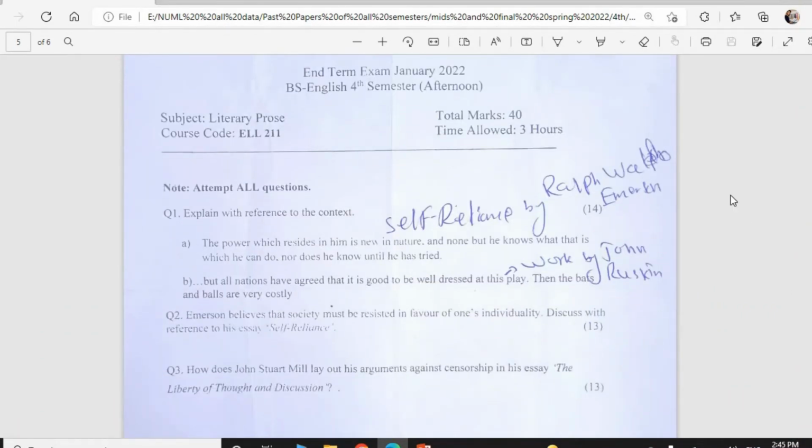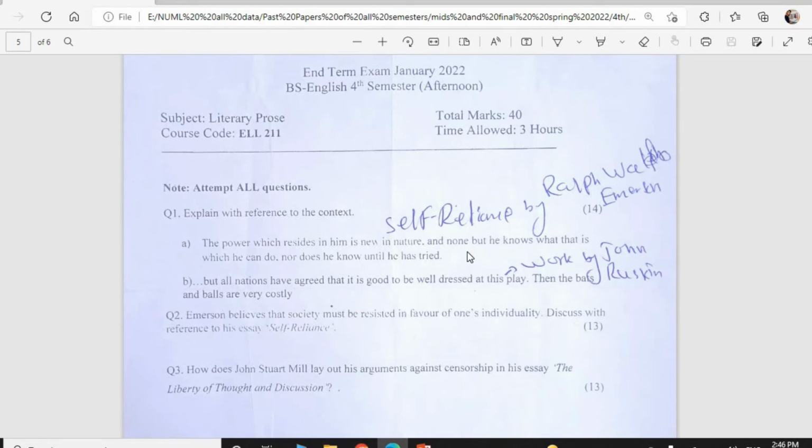And this is literary prose. Question number 1, explain with reference to the context. Part A: The power which resides in him is new in nature, and none but he knows what that is which he can do, nor does he know until he has tried. So these lines are taken from the essay Self-Reliance by Ralph Waldo Emerson. I have covered all the essays, all the writers, with line by line explanation as well. You better go through them.